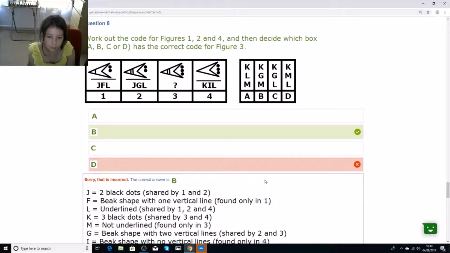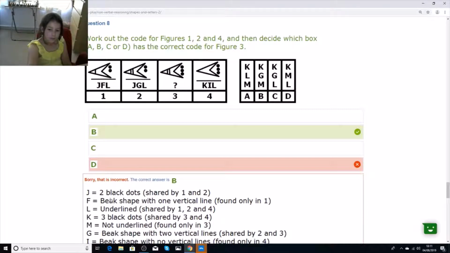Let's figure out why. J is 2 black dots, as I said. F equals beak shape with 1 vertical line. I'm not sure if I really get that. What's the beak shape? Like this sort of thing. Okay, anyway. Beak shape with 1 vertical line, found only in 1. I'm not sure. Maybe it's referring to the 1 line.